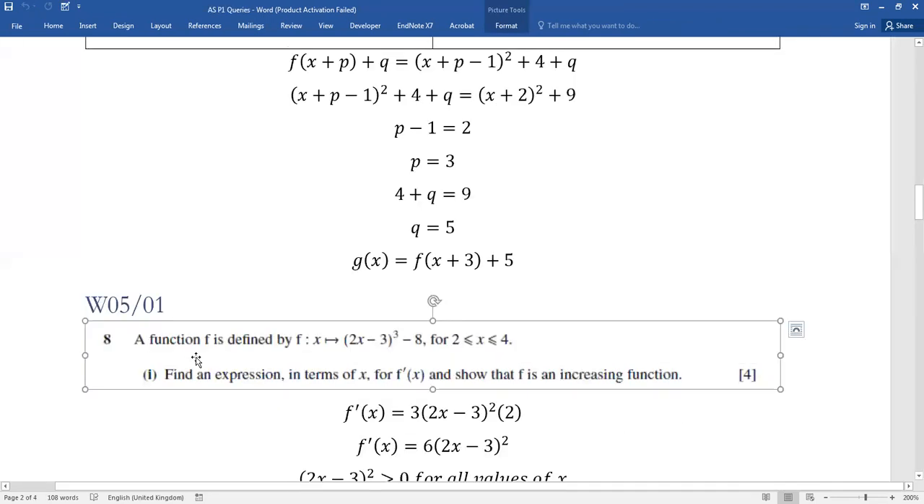Now this is question number 5. A function f is defined by f(x) is (2x minus 3) whole cubed minus 8 for x in between 2 and 4. Find an expression in terms of x for f dash x. What is f dash x? The derivative of f(x). Do that first. Find the derivative of f(x), (2x minus 3) whole cubed minus 8. Write it as f(x).